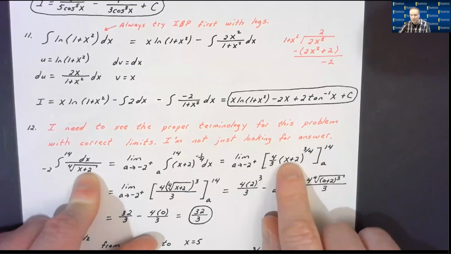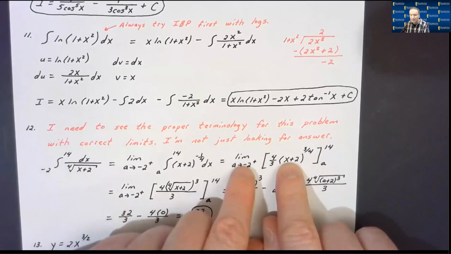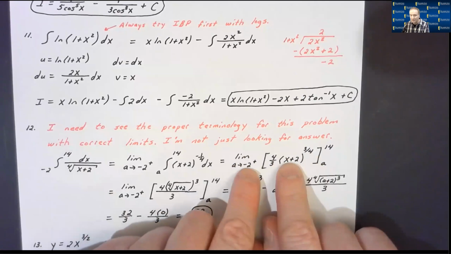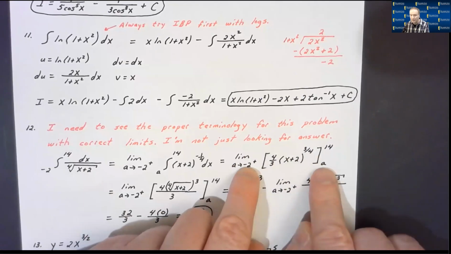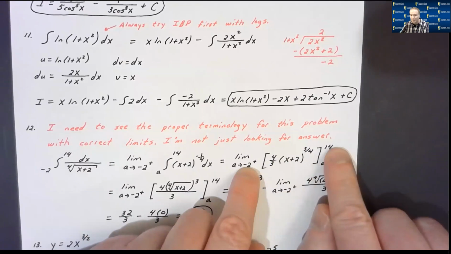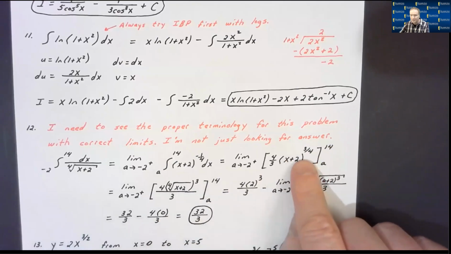Now, we're going to take, and I needed to see this limit still in this step, the limit as a approaches -2 from the right of this integrated expression evaluated from a to 14. Now, when we plug in a 14, that's just going to give us 14 plus 2.